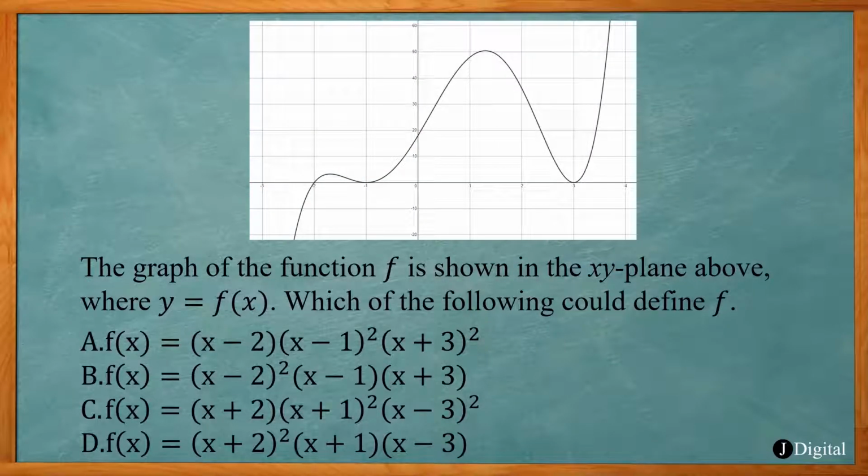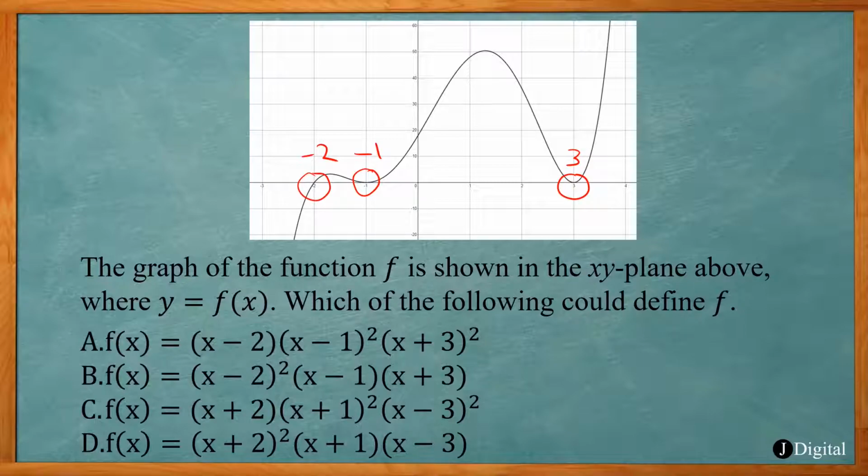So this SAT problem says, the graph of the function f is shown in the xy plane above, where y equals f of x. Which of the following could define f? Okay, so first we need to find out where the intercepts are. We got one here at negative 2, one here at negative 1, another one here at 3.